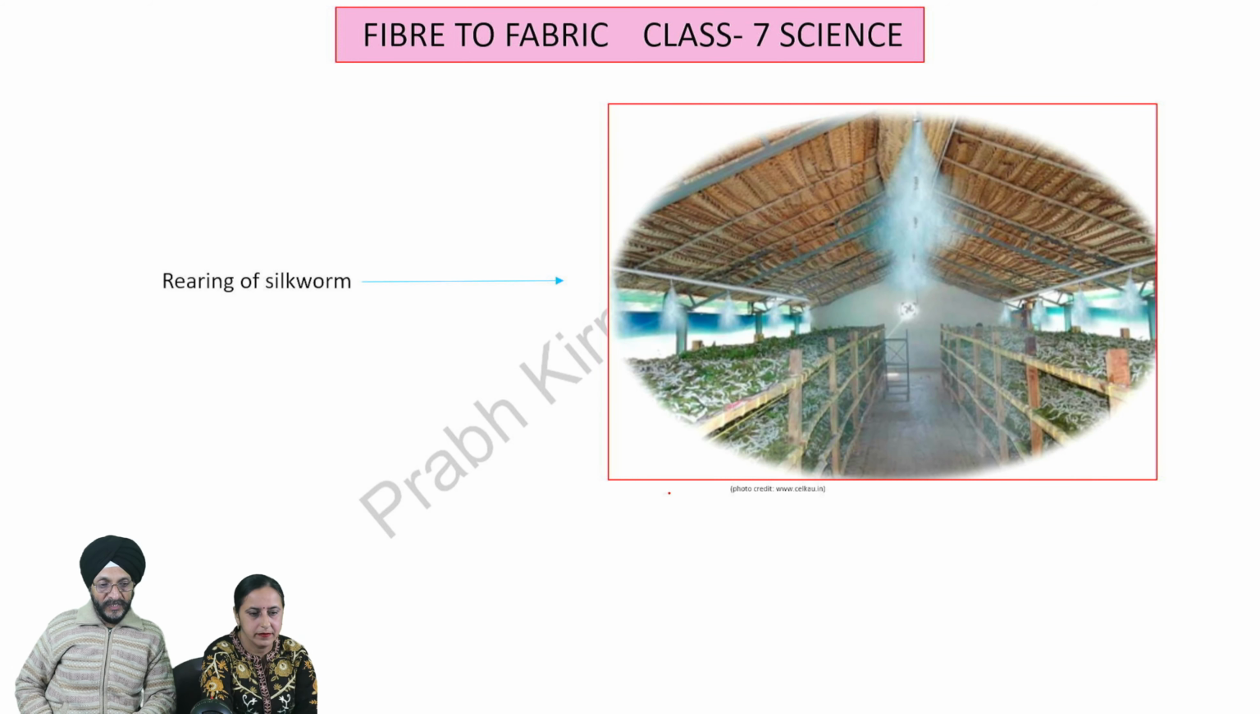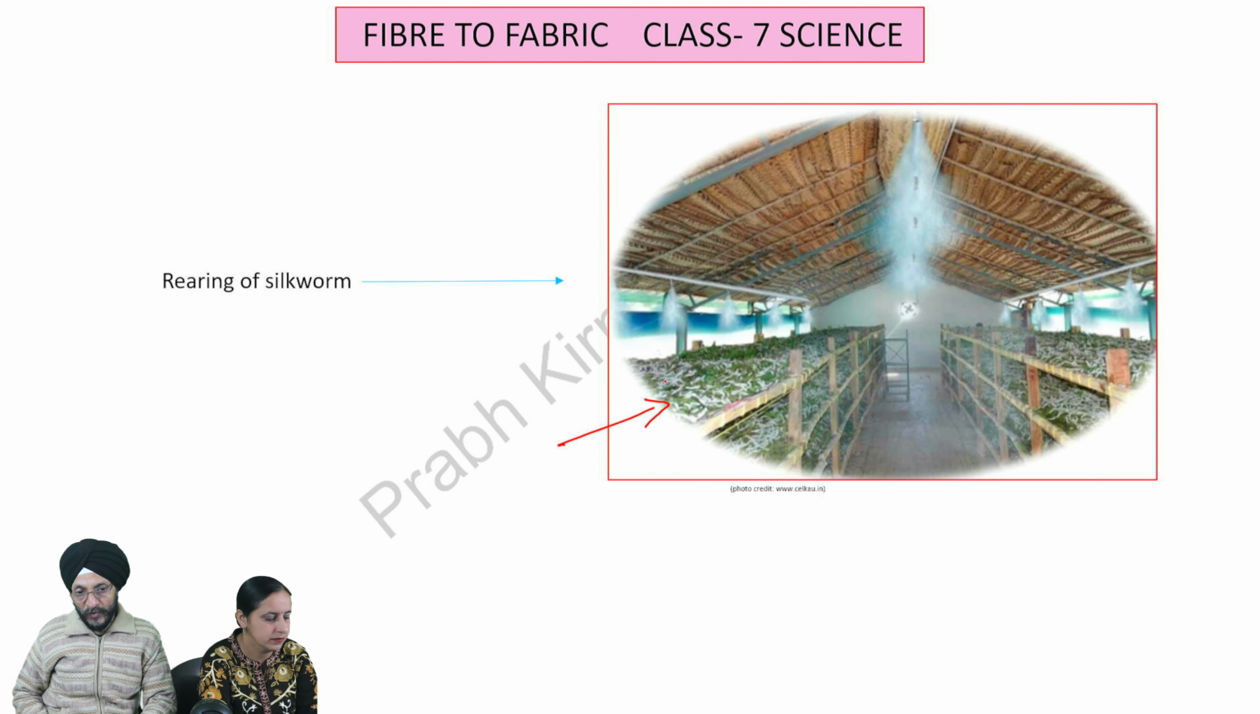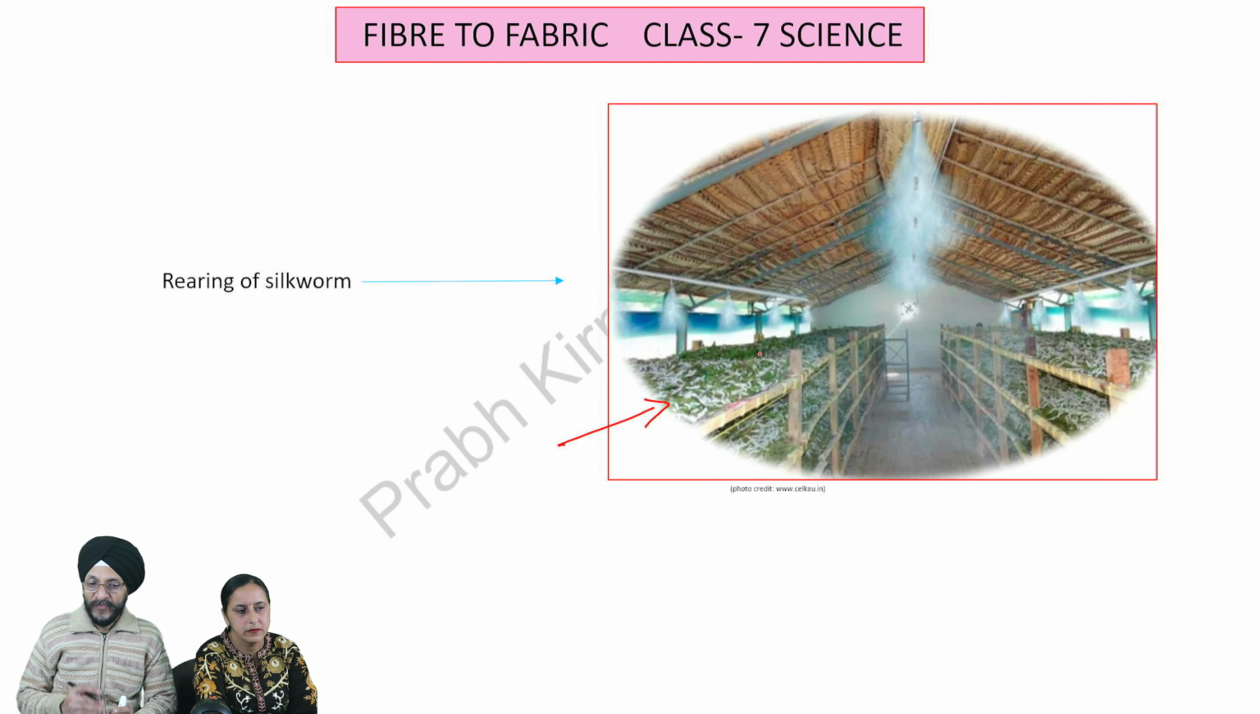Here you can see a picture of a place where silkworms are being reared. You can see that a shed has been created, and these are the mulberry leaves on which you can see in white, these are larvae. These larvae go on eating the mulberry leaves, and they shed their skin 4 times.